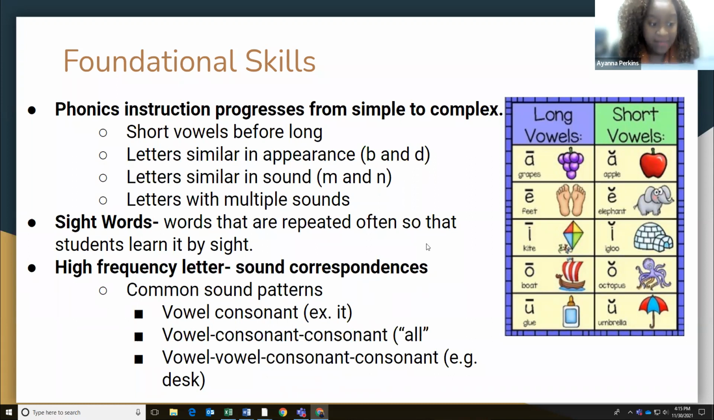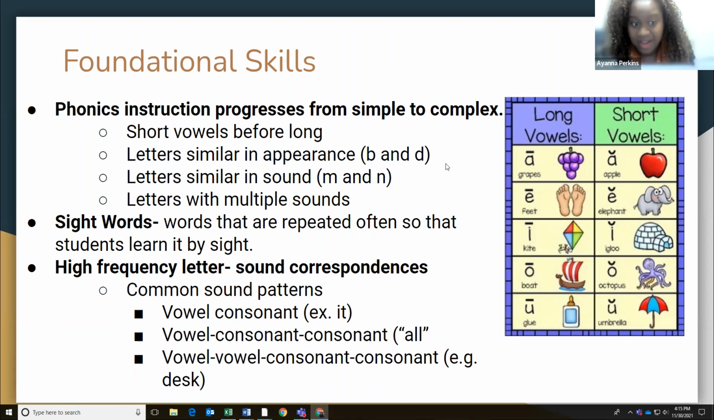You have high frequency letter sound correspondences. So you might have some common sound patterns that help students as they see those sounds come together, they're able to understand how to say them. So vowel consonant is one. So an example is it. There's a vowel and a consonant. And then vowel consonant consonant, an example is all. And then vowel vowel consonant consonant, an example is disc.